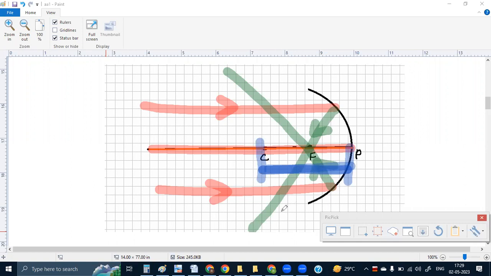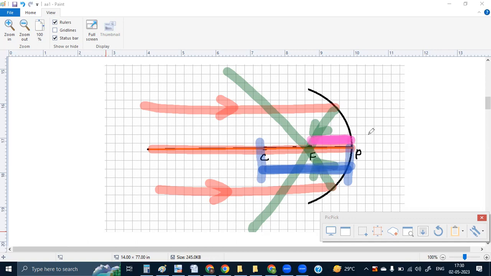Another distance that I'm going to consider, I'll mark it with a different color, pink. This distance is between F and P. This distance which I have marked in pink is the focal length. So what is focal length? Focal length is the distance between the principal focus and the pole of the mirror. So these are all the definitions that are going to be important.